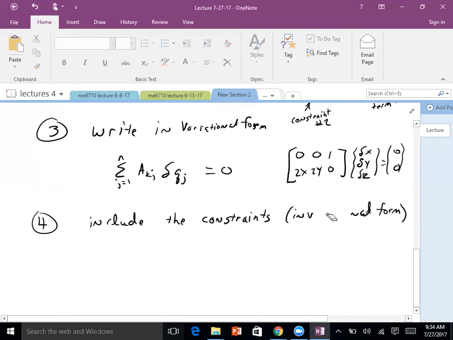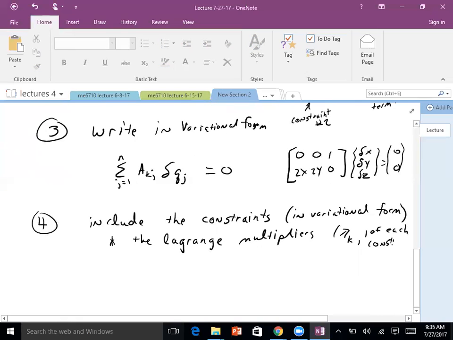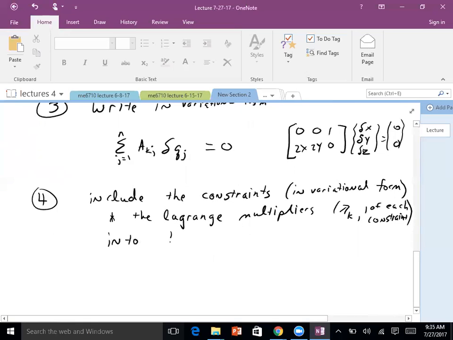Okay, so step 4, include the constraints in variational form. This is a compound sentence here. Times the Lagrange multipliers. And our Lagrange multipliers were the lambdas, lambda k, 1 for each constraint. It's more of a run-on sentence. So include the constraints multiplied by the Lagrange multipliers into Lagrange's equations. And here's how it goes.